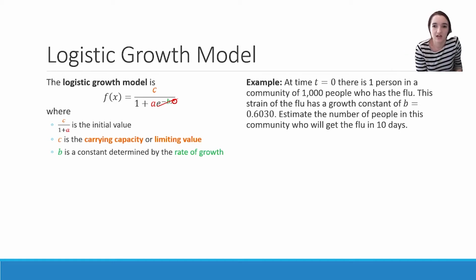So if I have, at time t equal to 0, one person in a community of 1,000 people who has the flu. This strain of the flu has a growth constant of b equal to 0.6030, and we want to estimate the number of people in this community who will get the flu in 10 days. This is generally how those models work.